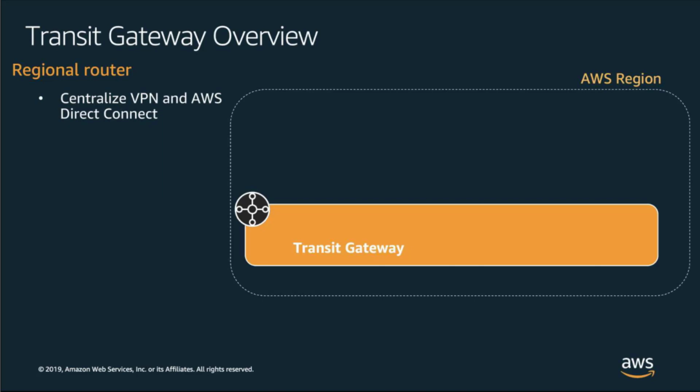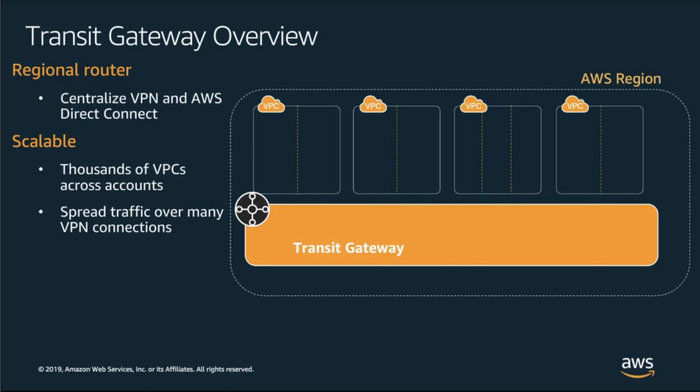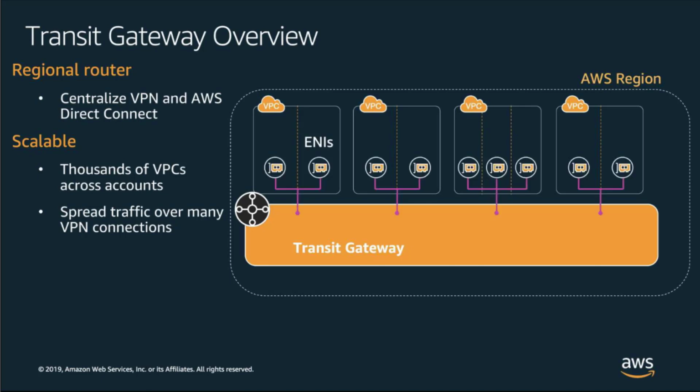So we can connect thousands of VPCs across accounts. We can also spread traffic across many VPN connections. So it's super scalable and can provide lots of throughput. Within each VPC, we connect it into the Transit Gateway, and we call that an attachment, and we'll get into that a little bit deeper later. So each of these attachments can go up to 50 gigabits a second. So we get a really high throughput connection into this Transit Gateway just out of the gate from doing a simple connection.